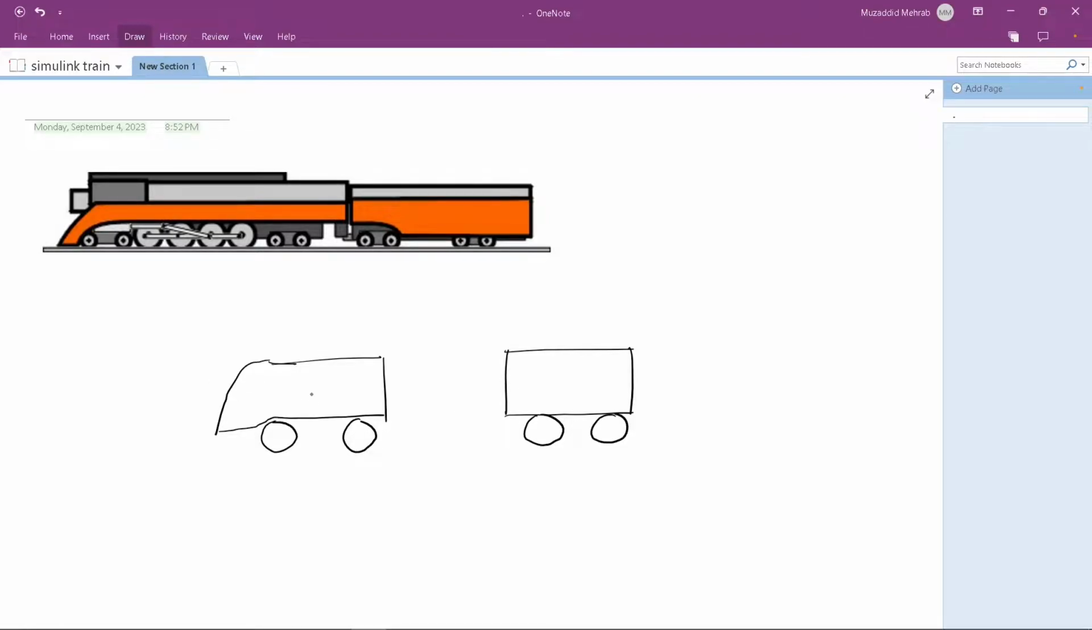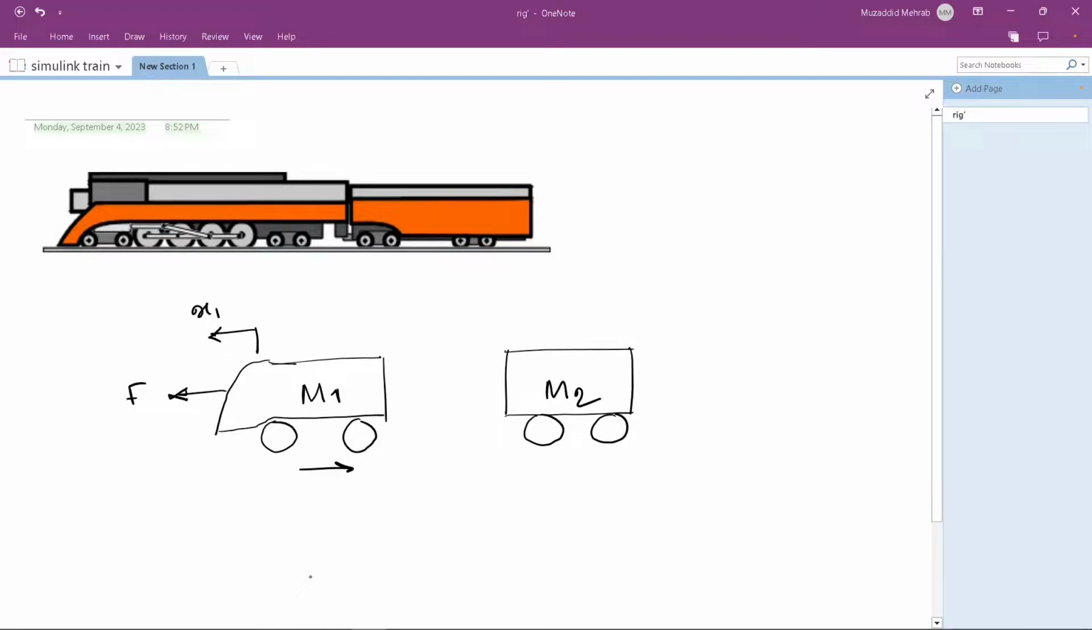Suppose the mass of this engine is m1. The mass of this cart is m2. We will be applying a force which is our input at this direction. This is F. Then the displacement of this engine will be x1.